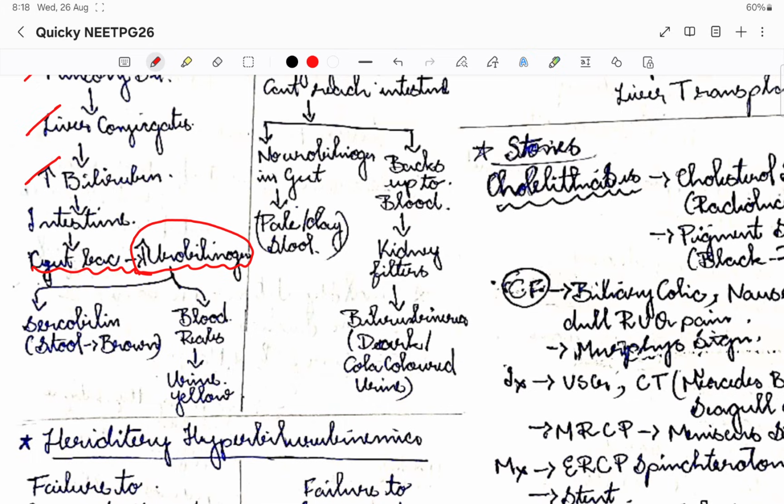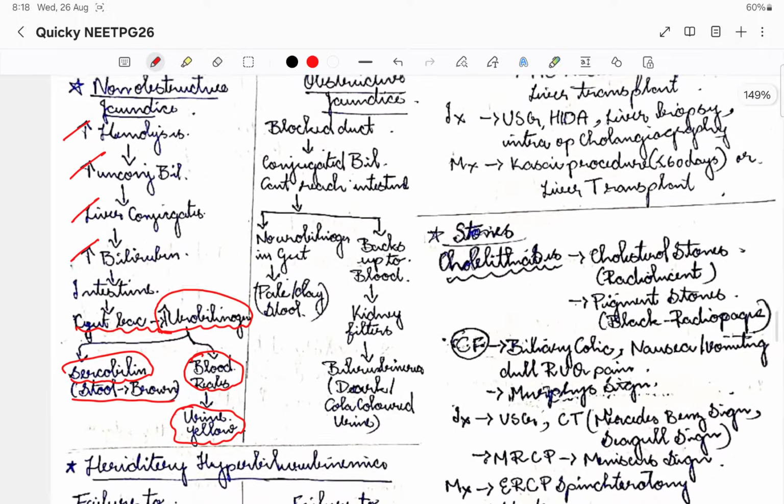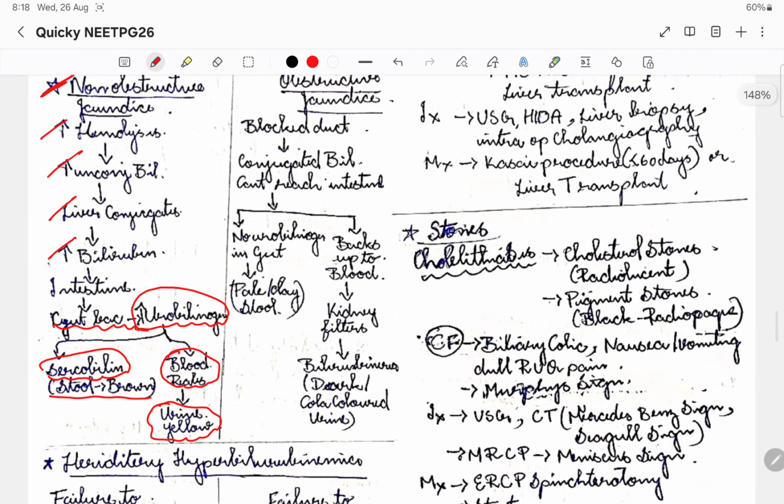Some of this urobilinogen will go with the stool as stercobilin. But as the amount is too much, there will be too much reabsorption into the blood. This reabsorption will cause the urine to be yellow. So all this urobilinogen that is being reabsorbed into the blood will cause the urine to be yellow. So that is the thing with respect to non-obstructive jaundice.